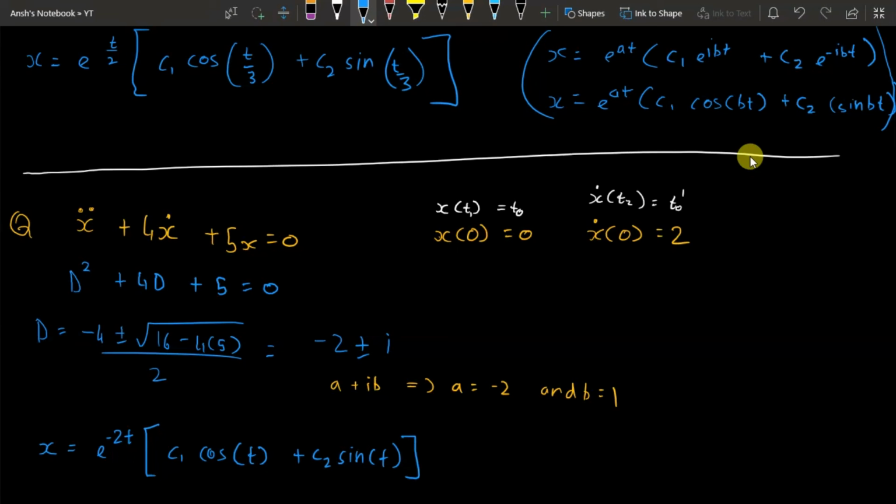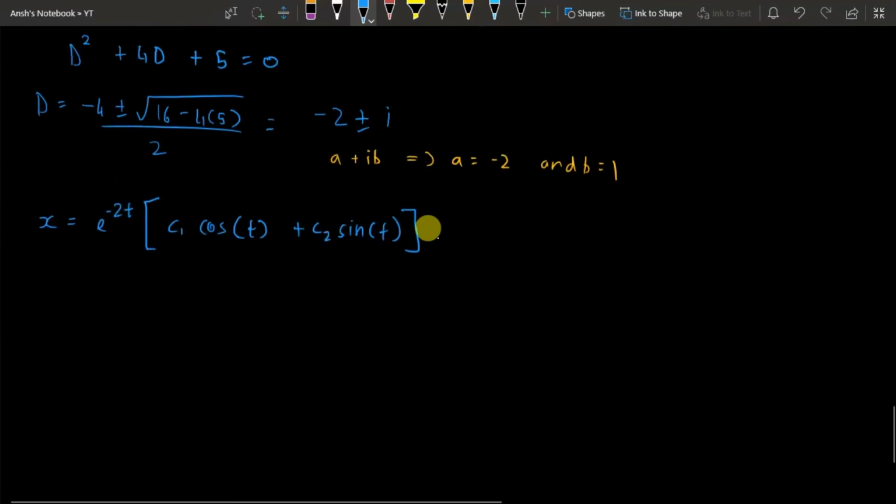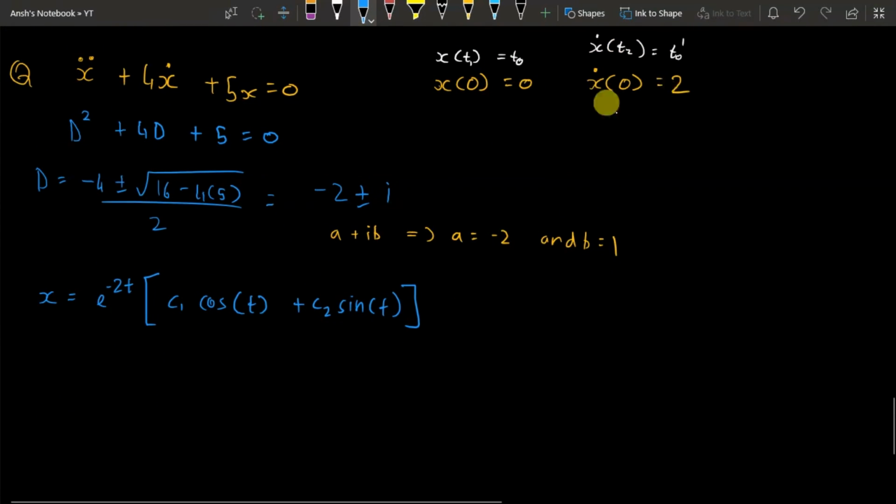So we now know the general form of the solution. So let us use the initial conditions now to determine C1 and C2. So how do we go about doing that? So let's use the first initial condition. What does the first initial condition tell us? It tells us that the value of x at time t equals 0 is 0. And so what we'll do is we'll substitute the value of t equals 0 in the general solution of x. And when we do that, the answer we should get is equal to 0.